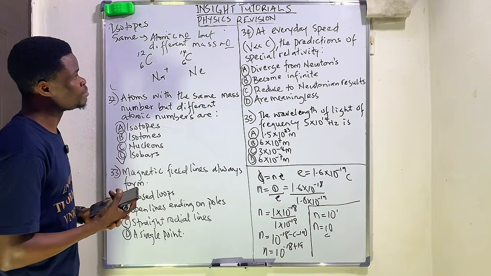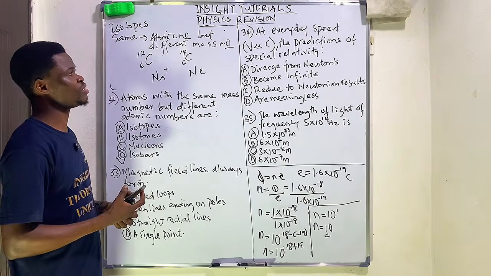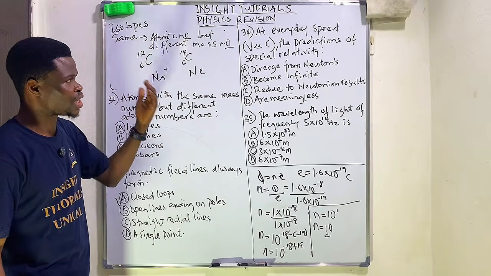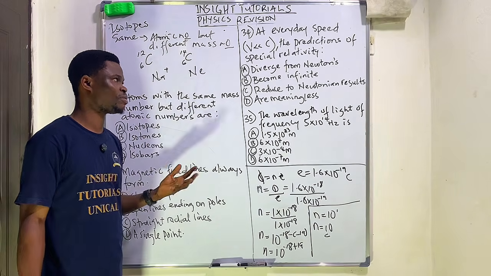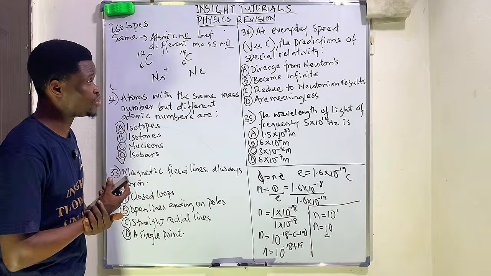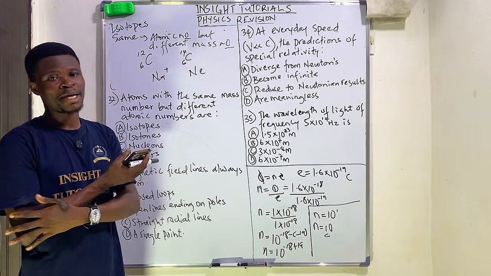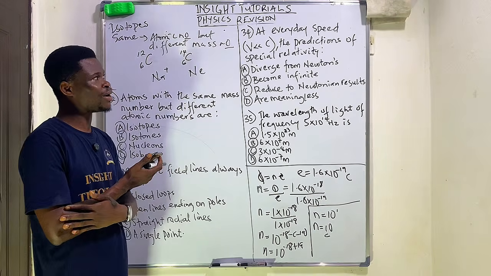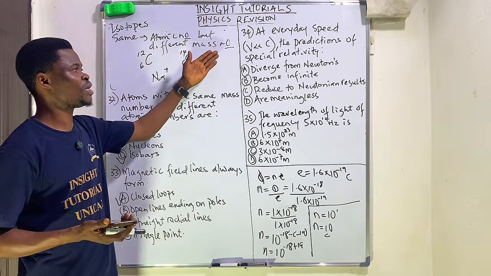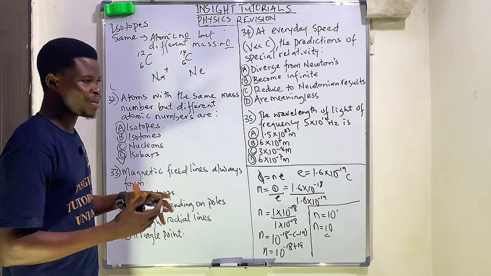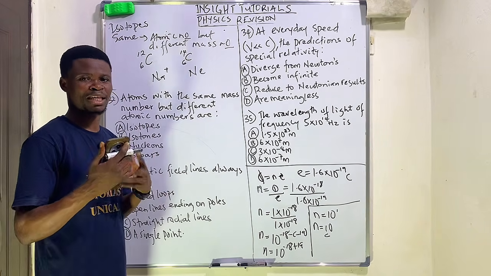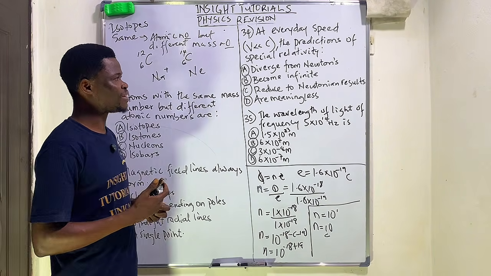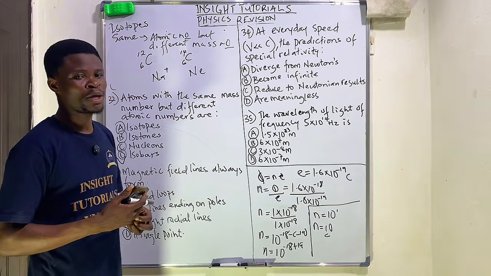All right? The next question, therefore, says at everyday speed, when the speed is less than the speed of light, the prediction of special relativity is: A says diverge from Newton's, B says become infinite, C says reduce to Newtonian result, and D says are meaningless. Now the option are meaningless is not part of the option, so that's totally struck out. And also the speed cannot be infinite. Even the speed of light is actually measured at 3 times 10 to the power of 8 meters per second. So the option is between diverge from Newton's and reduce to Newtonian result.